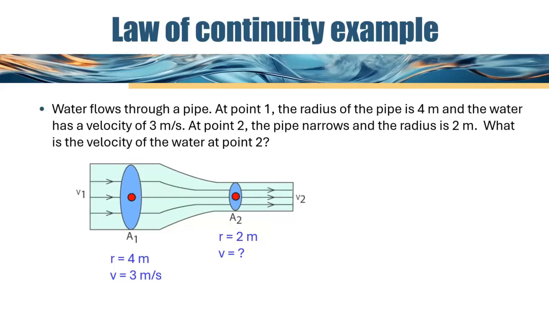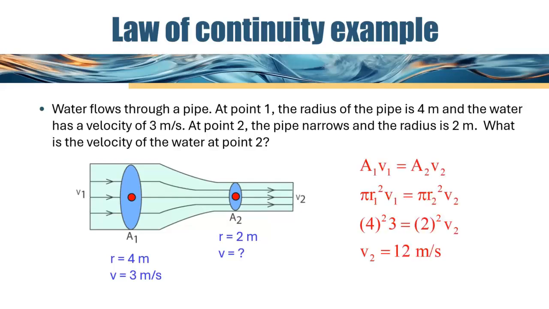So we can use the law of continuity to compare the volume flow rate at each point. So at point 1, if I took a cross-sectional area, that would be a circle. So pi r squared times the velocity, and at point 2, I also have a cross-sectional area. So you can see that the pi will cancel out of both sides. So the radius at point 1 is 4 squared times 3, and the radius here is 2 squared times v2.